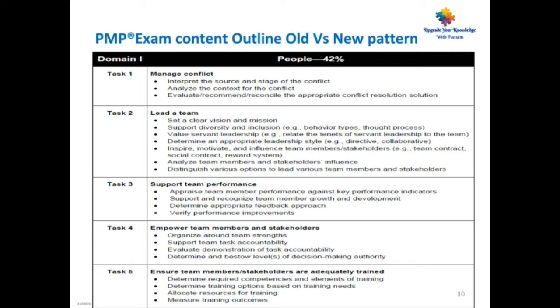Since this new version, new pattern focuses on hybrid as well as agile methodology, this task 4 also comes into picture in the people domain. Task number 5, ensure team members and stakeholders are adequately trained. This also was there in the executing domain in the old pattern. That is, determine required competencies, determine training options based on training needs, allocate resources for training, measure training outcomes.